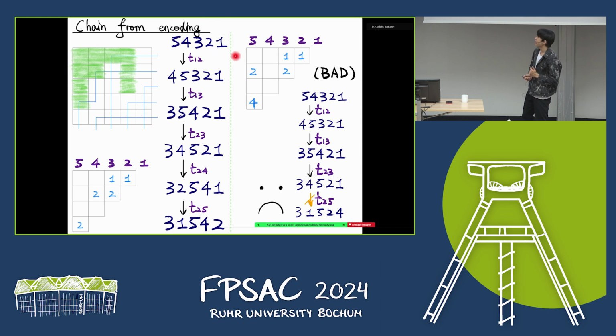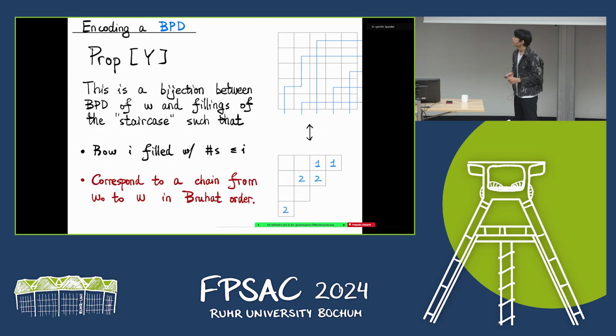If I try to do the same thing, this 2 in column 5 says, well, I want to take the T2,5 edge and go down in the strong Bruhat order from the permutation 3, 4, 5, 2, 1, which actually is impossible. So I know that if I cannot construct the Bruhat chain this way, then this encoding just cannot be the encoding of any bumpless pipe dream. That's the proposition here. This is a bijection between bumpless pipe dreams and these tableaux that have the flag condition, and then I can construct the Bruhat chain based on the previous slide.